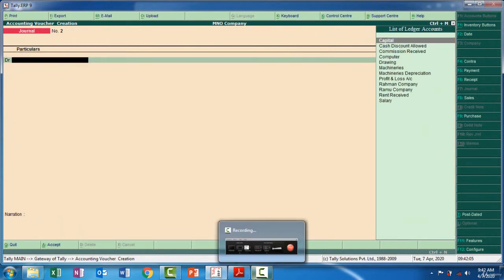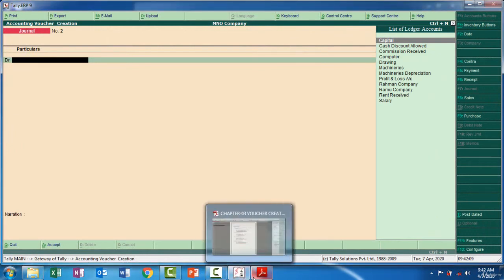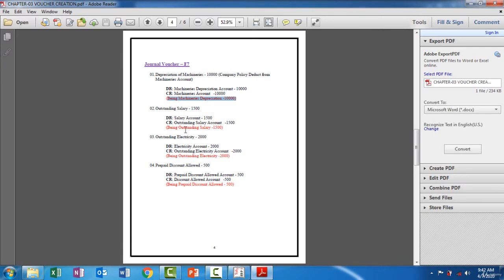So the second voucher, the second journal voucher, is outstanding salary 1,500. Outstanding means due, this amount is due, we have to pay. So this is one of the current liabilities. So the salary account debit 1,500 and outstanding salary account credit 1,500.